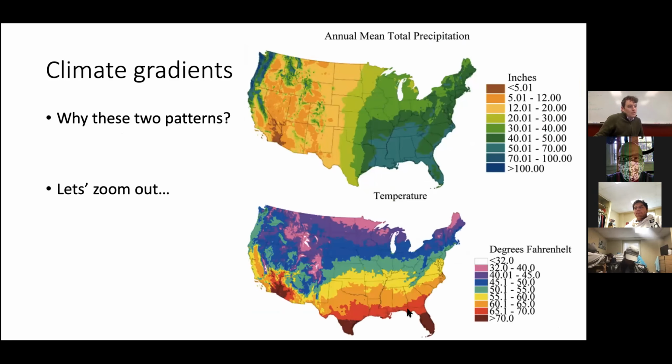The other gradient, though, is temperature. So you do, in fact, get cooler average temperatures as you move northward. So that's going to affect the timing of when things grow and when things flower in a prairie.